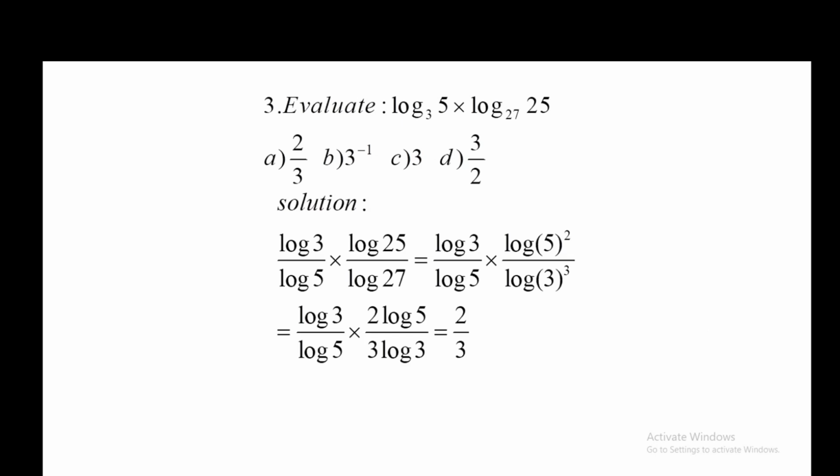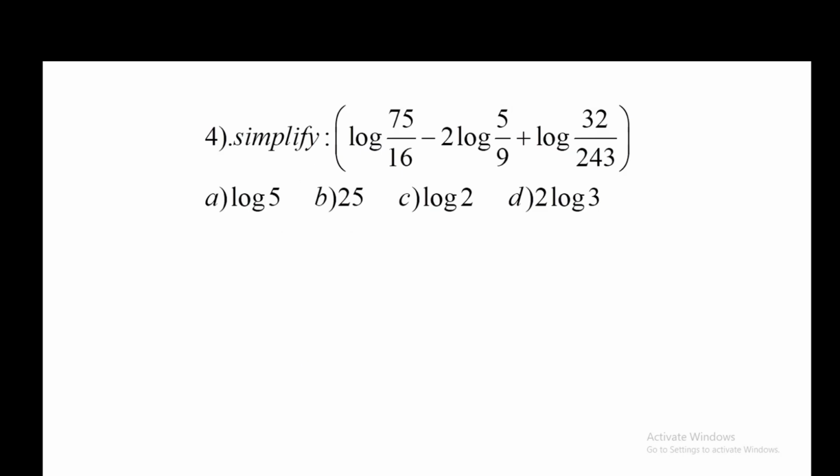Base changing, sir. Log 3 divided by log 5, then log 25 divided by log 27. Here I am writing 25 as 5 square, and 27 as 3 power 3. Why are we doing all this, sir? Because I am trying to cancel log 3 with log 3, and log 5 with log 5, and get the remaining answer. See here, log 3 divided by log 5, times 2 log 5 divided by 3 log 3. So we can strike out log 5, log 5, log 3, log 3. So option A is the correct answer, 2 by 3.